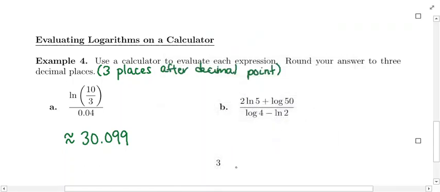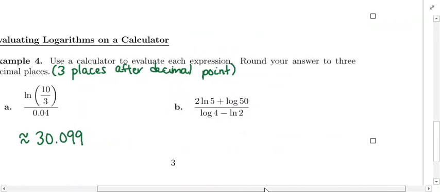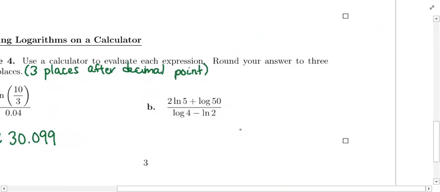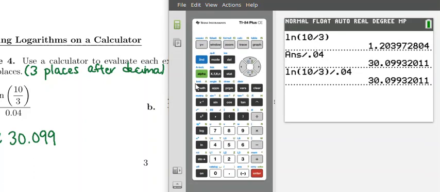All right, moving on to the next one. It's a little bit more complicated. You've got 2 natural log of 5 plus the log of 50, and all of that is divided by the log of 4 minus the natural log of 2. So you've got to be mindful here. Some of these are natural logs, some of these are common logarithms, so you've got to pay attention and use the correct button.